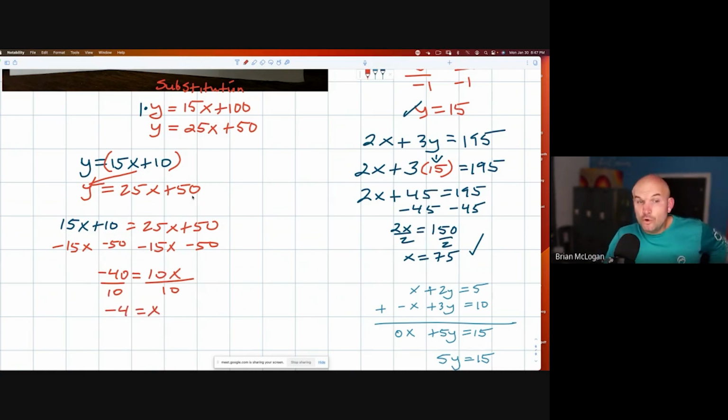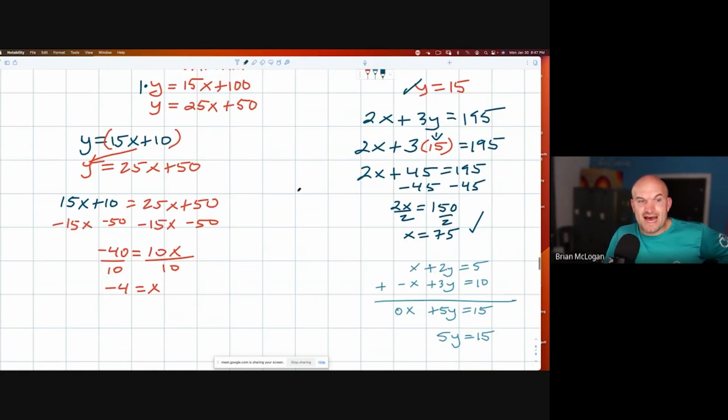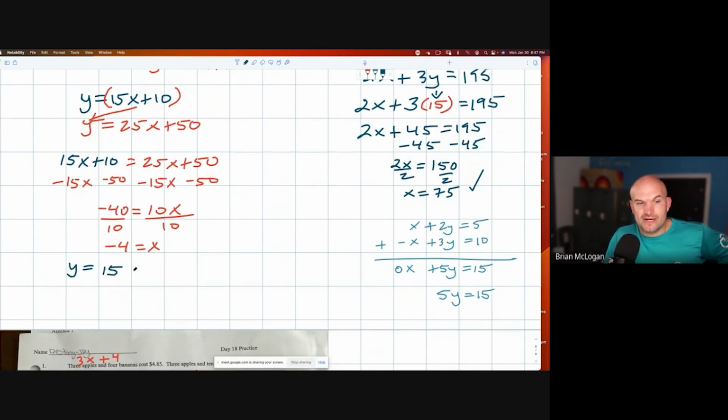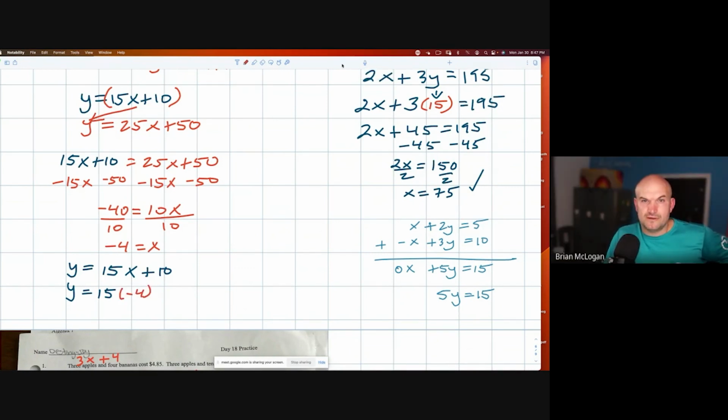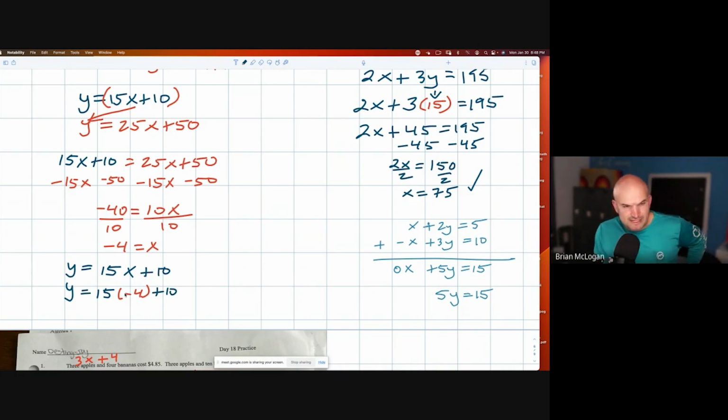And the cool thing, especially when you have an equation like this, is that now you already have the other variable set up, right? So you already have 15x plus 10. So now I can do y is equal to 15 times, what can I replace x with? You can do negative 4. So negative 4, and then plus 10. So 15 times negative 4 is negative 60, plus 10 is negative 50. So y equals negative 50. Voila. Any questions? There's a lot we covered tonight.